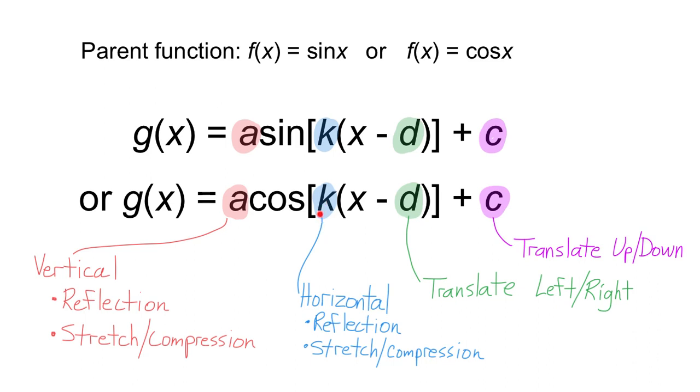K is similar, except instead of talking about vertical, it's horizontal. So you can have horizontal reflections or horizontal stretches and compressions. D values are for your translations left or right. C values are translations up and down. So just remember, if you change the equation of the parent function, it will give you a corresponding change in the graph. That's what transformations are.